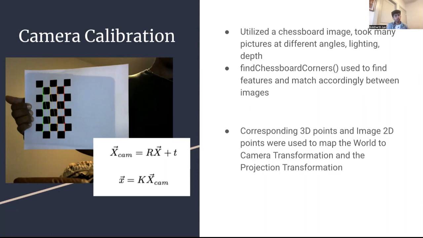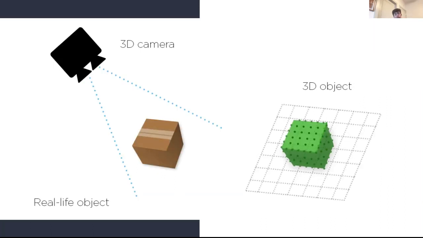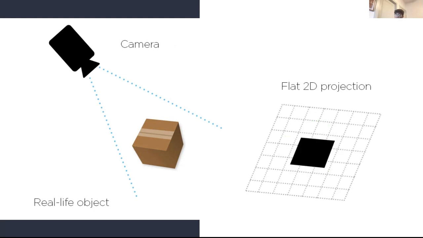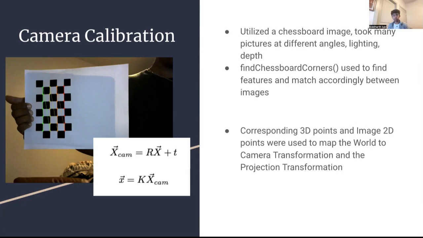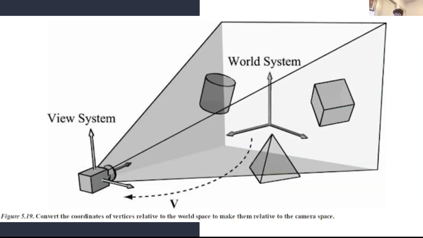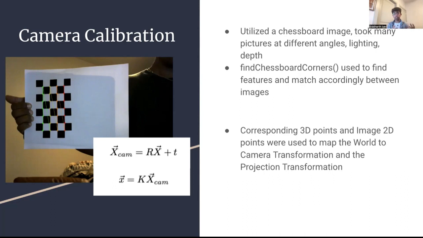From there, all the corresponding 3D points, which are calculated using the width of each square in the chessboard, as well as the image 2D points, which were taken using the find chessboard corners function, were used to map the world to camera transformation and then the projection transformation, which was used to compute the camera's intrinsic and distortion matrices, as well as our depth stereo maps.